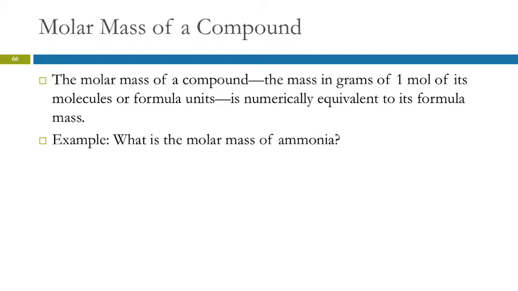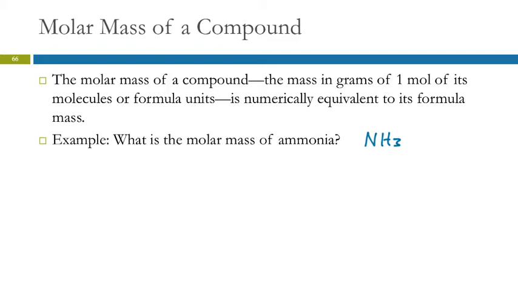So let's do this one. What's the molar mass of ammonia? Well, what's the formula for ammonia? NH3. Why? Because I told you. Because it is, right? NH3. This is ammonia, and ammonium is the ion NH4+.